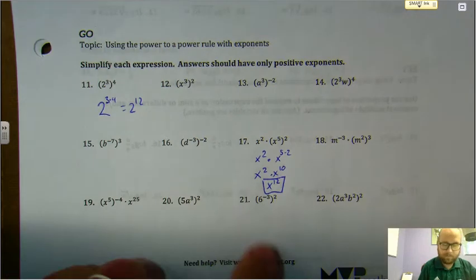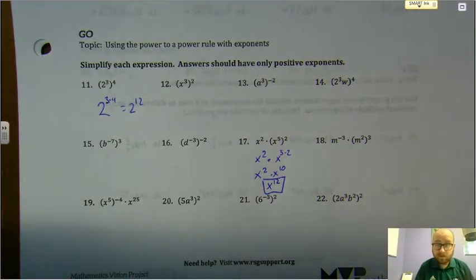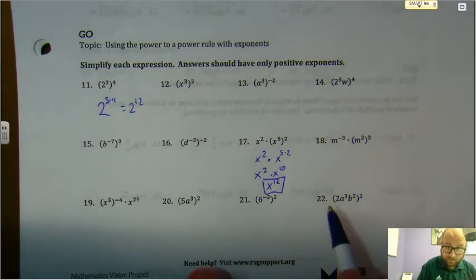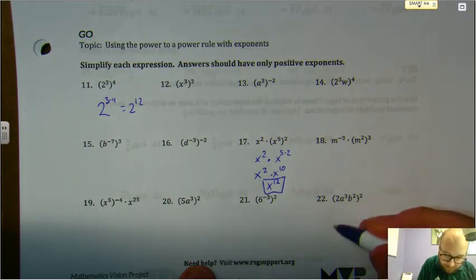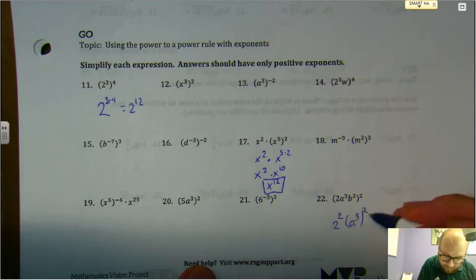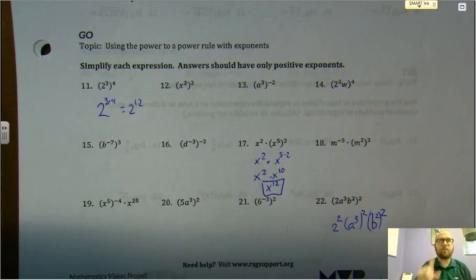And now that we have the like bases, we can just add it together, x to the 12th power. Okay. When we look at something like, let's say, number 22 here, how all of it is squared, well, that's going to be 2 squared, a cubed squared, and b squared squared. So make sure you apply it to everything equally.